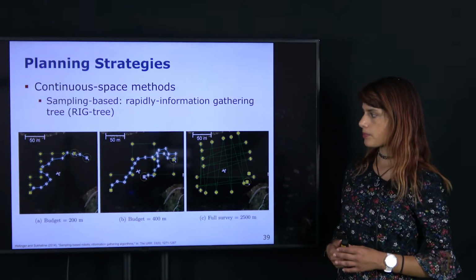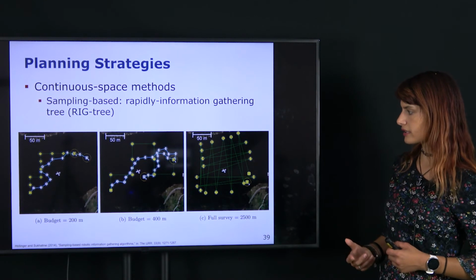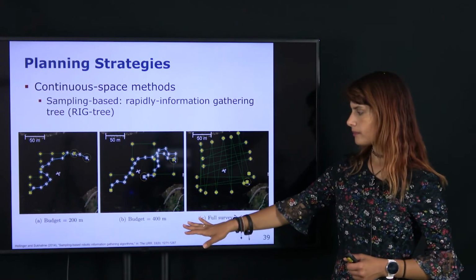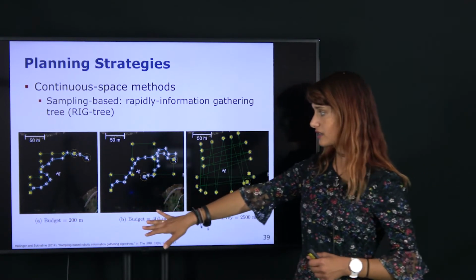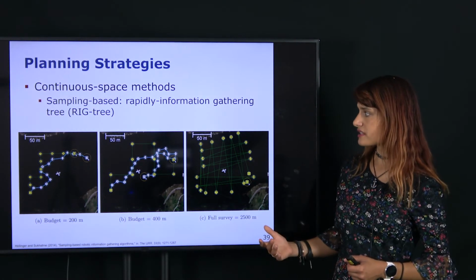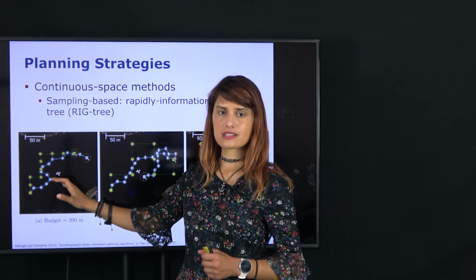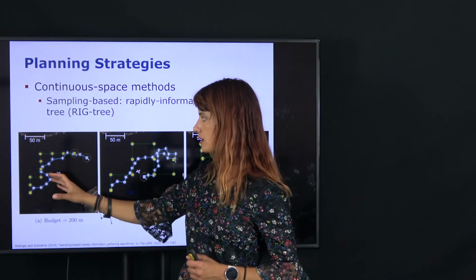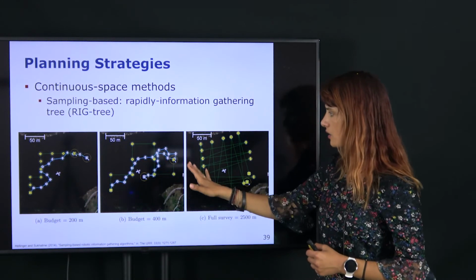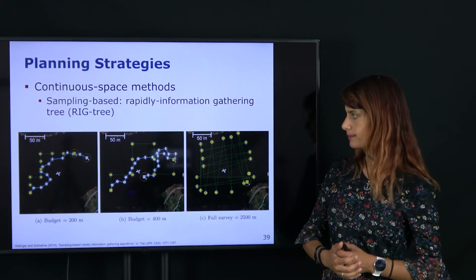So here's another example of the RIG tree in action in a practical scenario of monitoring signal strength on a lake. On the left and central images we see two different budgets for informative planning. In yellow we can see the path produced by the branch and bound algorithm, which exhibits this familiar regularity of the underlying grid we use for discrete space planning. And in yellow we can see the path that was generated with the rapidly information gathering tree.